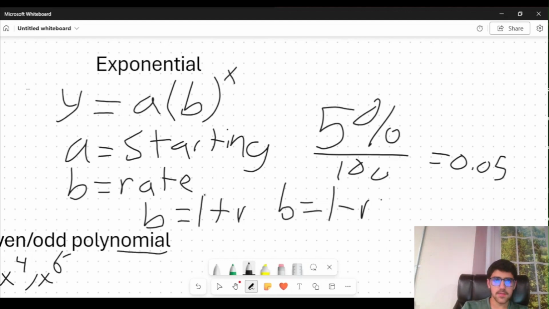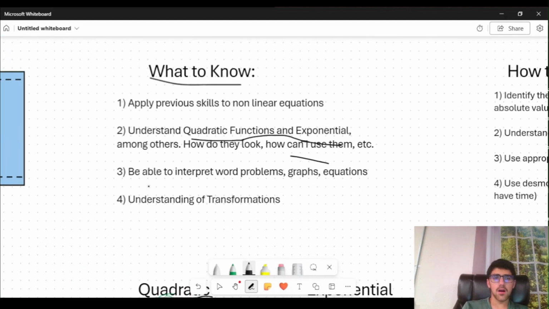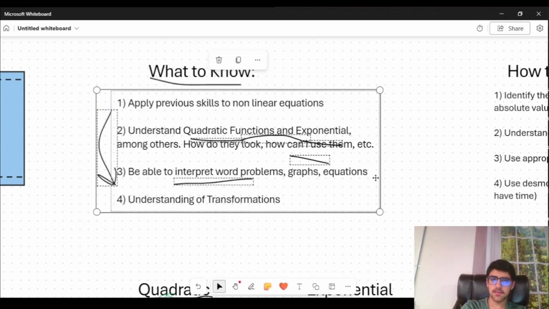Let's move on to the other tips, like I said. Continuing from part 3, just be able to interpret word problems, graphs, and equations, because almost every question will be for this specific focus skill. It's either going to give you an equation and ask what is f of 4, what is f of 5, something like that. Or sometimes it'll give you graphs.